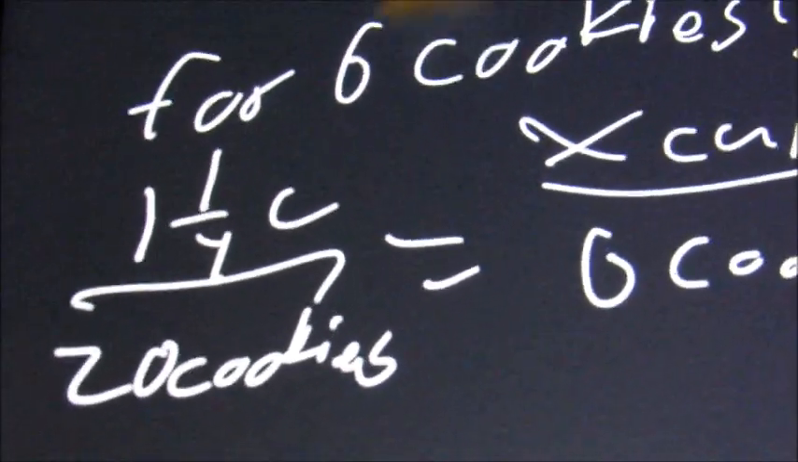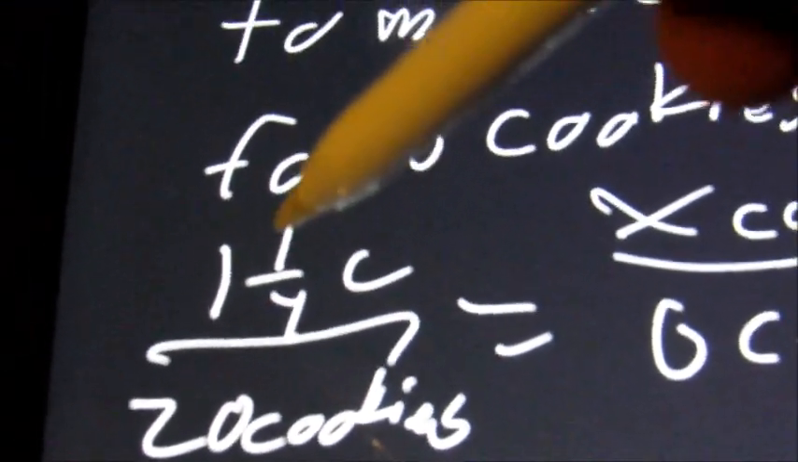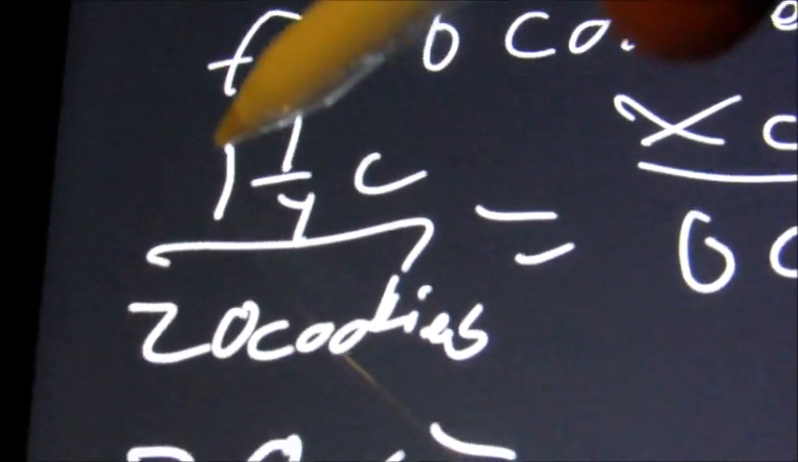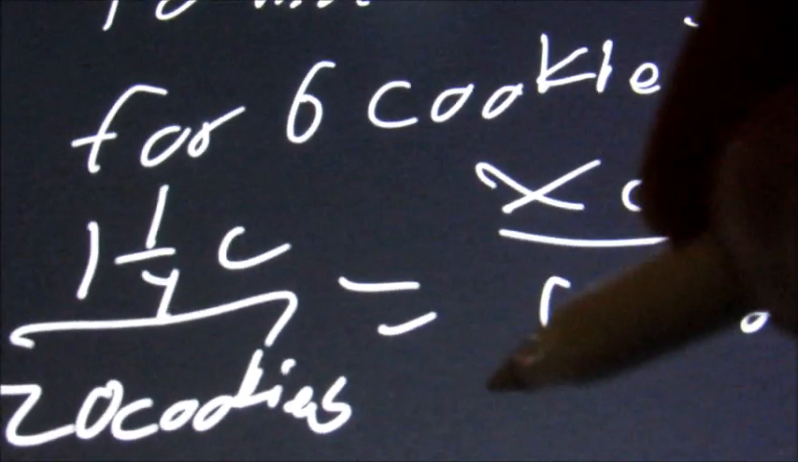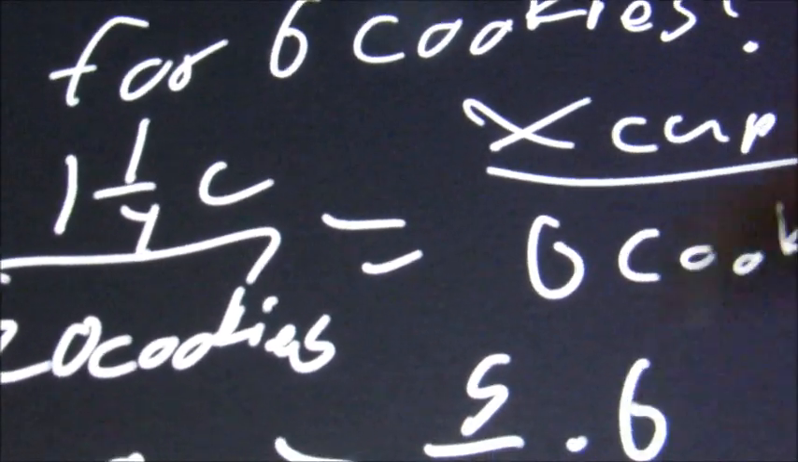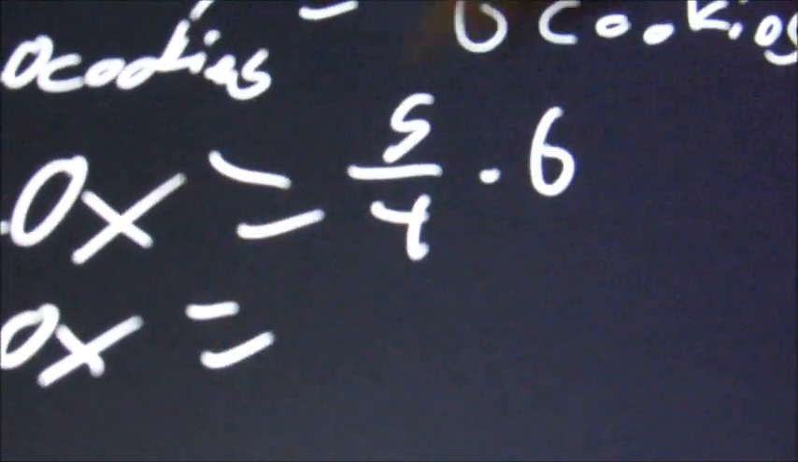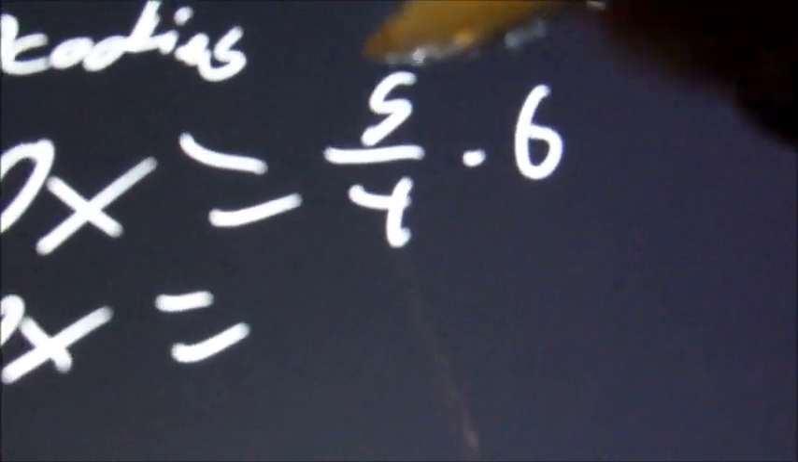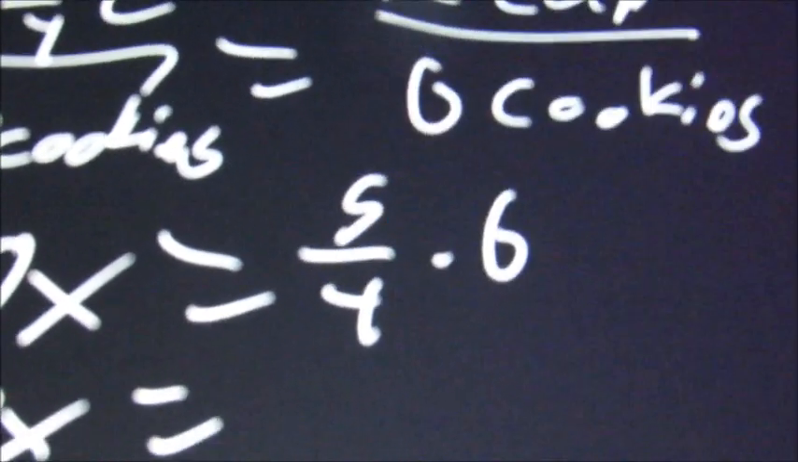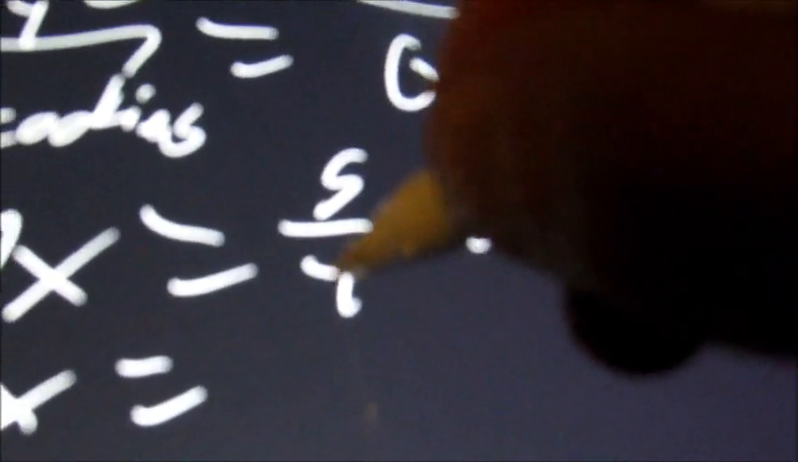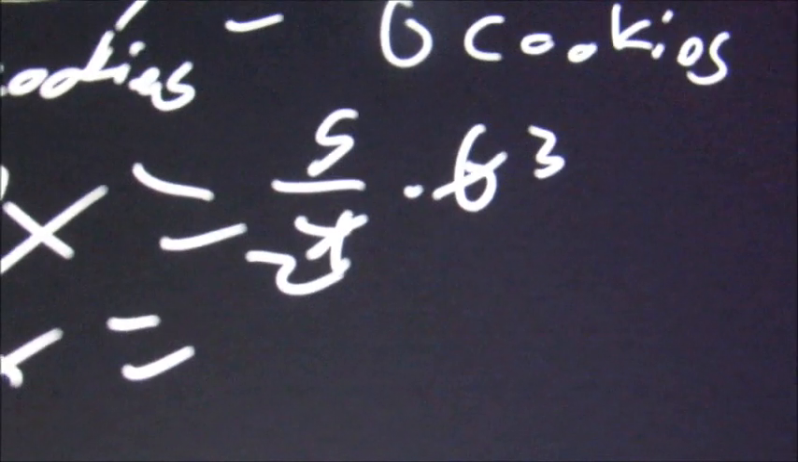We're going to say 20 times x is 20x equals, and here we have the mixed fraction, so I need to turn it into an improper fraction. So 4 times 1 is 4, plus 1 is 5 over 4 times 6. So now I have 20x equals 30 divided by 4. Actually, I can do this as a 2, this as a 3, so 15 over 2.